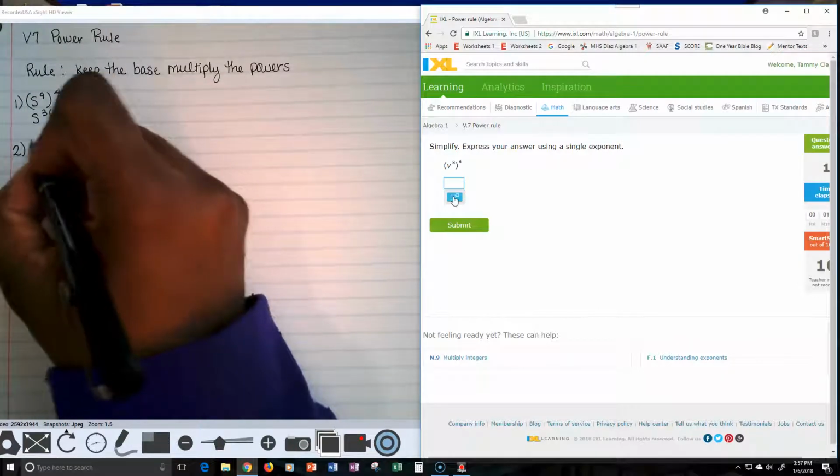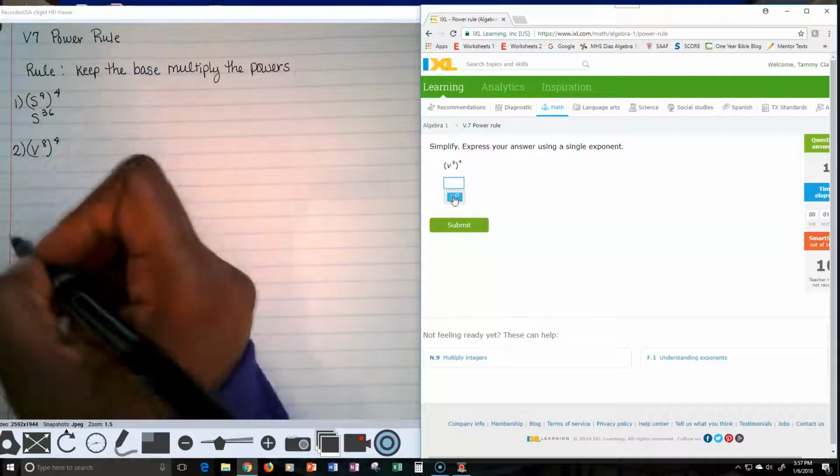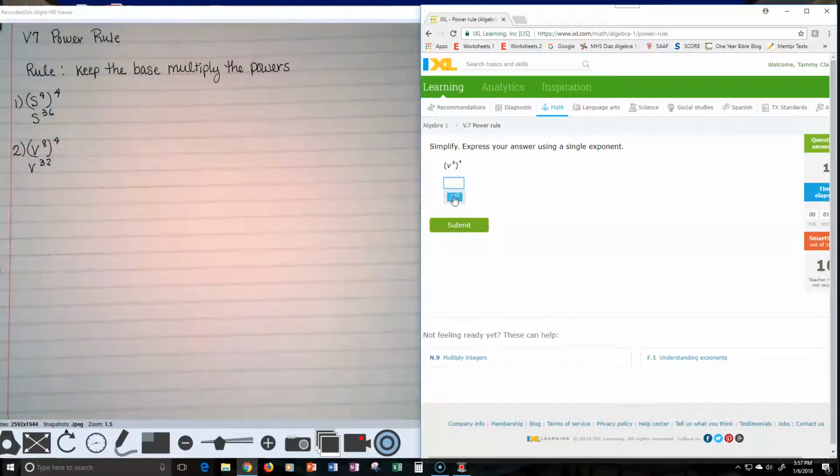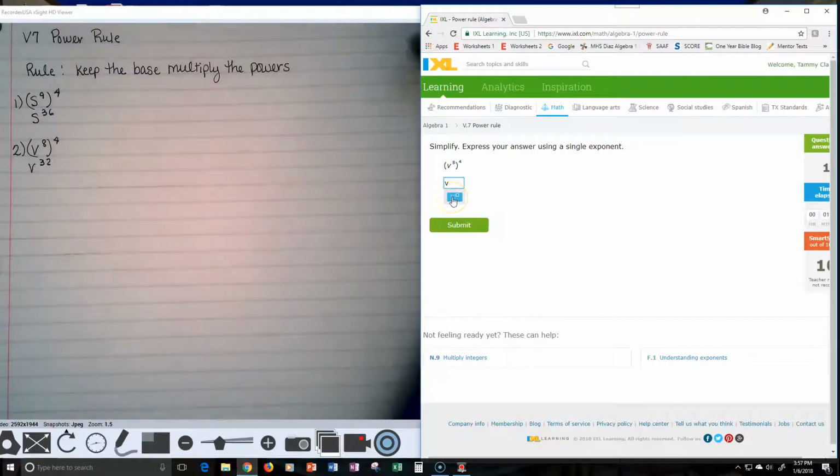v to the 8th power raised to the 4th power. Keep the base, multiply the exponents. So that would be v to the 32nd power.